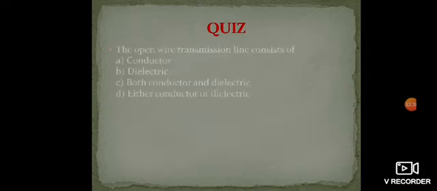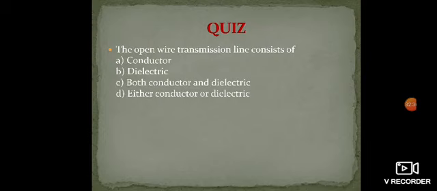Next question. The open wire transmission line consists of. The A option is conductor, the B option is dielectric, the third one is both conductor and dielectric, and the last one is either conductor or dielectric. So the open wire transmission line consists of. The open wire transmission line is nothing but a parallel wire type. Both are the same. So what is the answer? Please note this question.